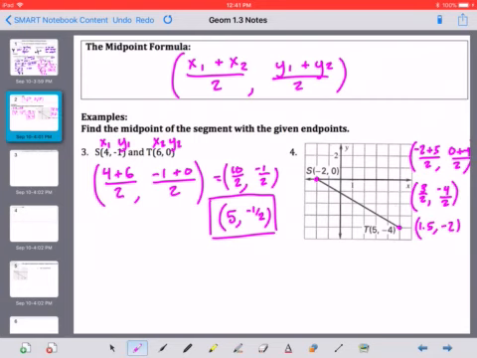And if we put that point on the graph, if we go over 1.5 and down 2, we'd end up right there. And just by looking at our graph we have, that does appear to be right in the middle, so it looks like we did a good job.